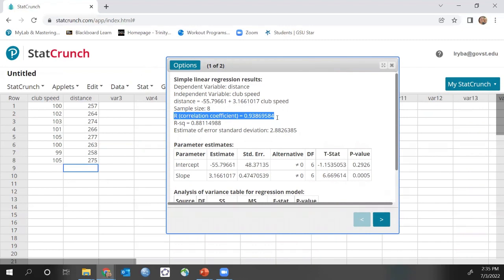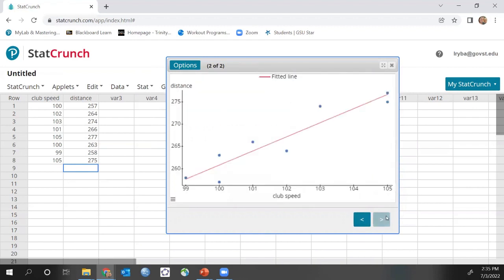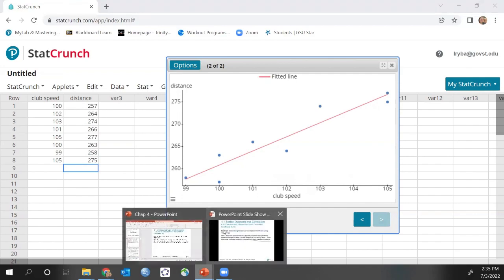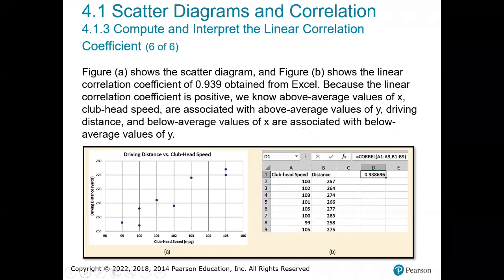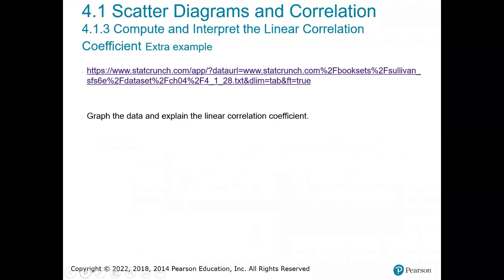Now, if I want to see the scatter plot, I go over here. And it's going to have all my points graphed and my trend line right down the middle to kind of show you how my data is falling. All right, so let's look at another example here. Go to my slideshow. And you can see here, same graph, same correlation coefficient is a positive, strong relationship. All right, so here's another one here. Graph the data and explain the linear correlation.